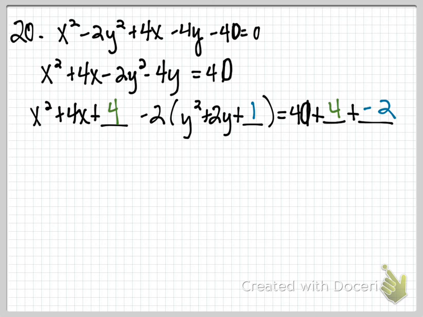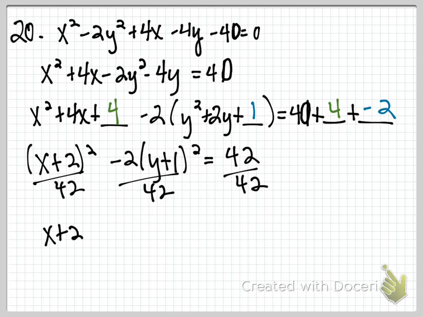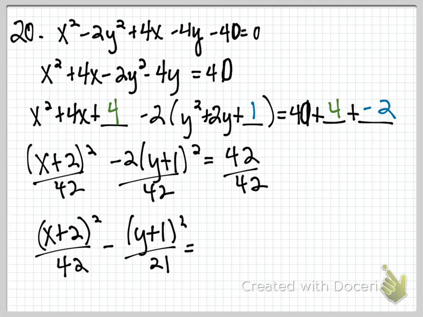Sorry, make sure that you go ahead and change the equation. I changed that 41 to be a 40. All right, so we have x plus 2 squared minus 2 parentheses, y plus 1 squared equals, and then simplify the right side, which gives you 42. And now divide by 42 to put it in standard form, and you're done. So x plus 2 squared over 42 minus y plus 1 squared over 21 equals 1. And you are done.